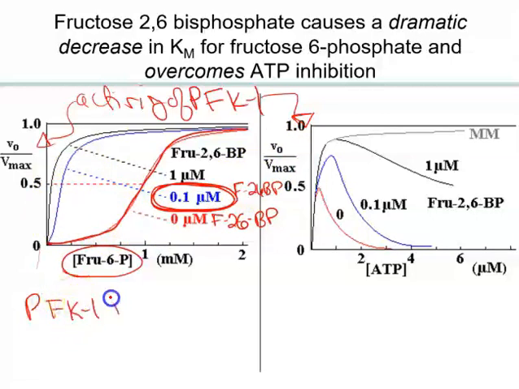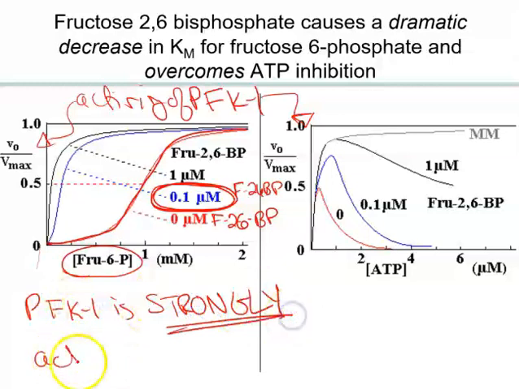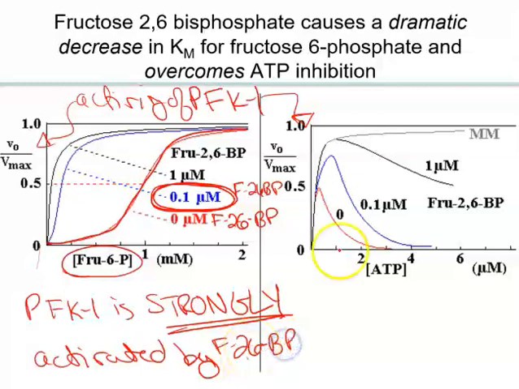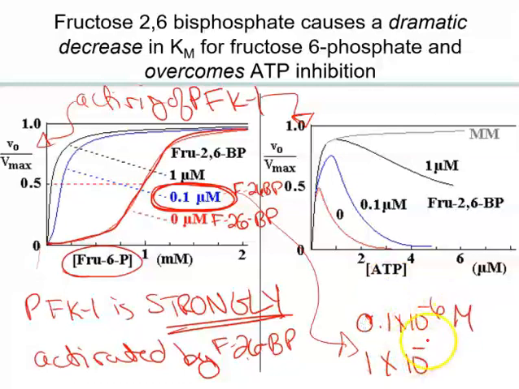So PFK1 is strongly activated by fructose 2,6-bisphosphate. In fact, we need a tiny bit, like 0.1 micromolar. That's a crazy small amount. We need a little tiny bit, right? So this is 0.1 times 10 to the minus 6th molar, which is 1 times 10 to the minus 7th molar. That's a very small amount of fructose 2,6-bisphosphate. We need a little bit of fructose 2,6-bisphosphate in order to have any appreciable activity of phosphofructokinase 1 within the cell.